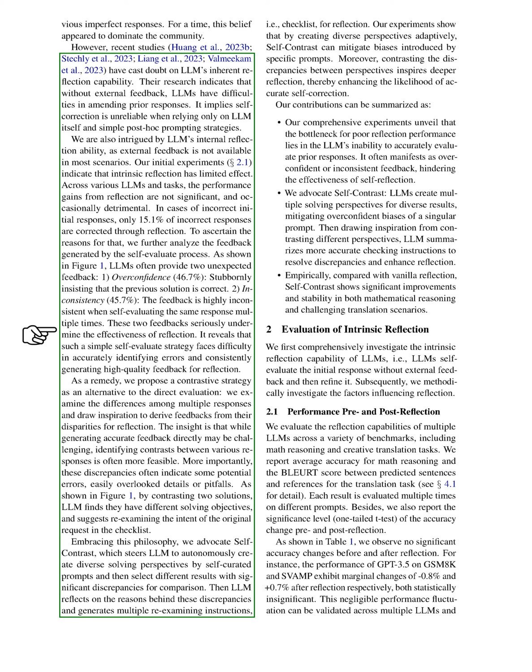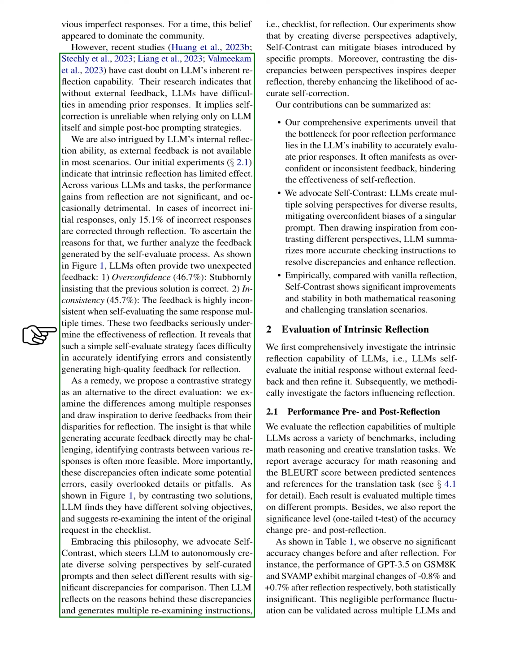These contrasts can highlight potential errors, overlooked details, or pitfalls. We call this approach self-contrast. It involves guiding the LLM to create diverse perspectives by self-curated prompts and then selecting different results with significant discrepancies for comparison. The LLM then reflects on the reasons behind these discrepancies and generates multiple re-examining instructions for reflection.